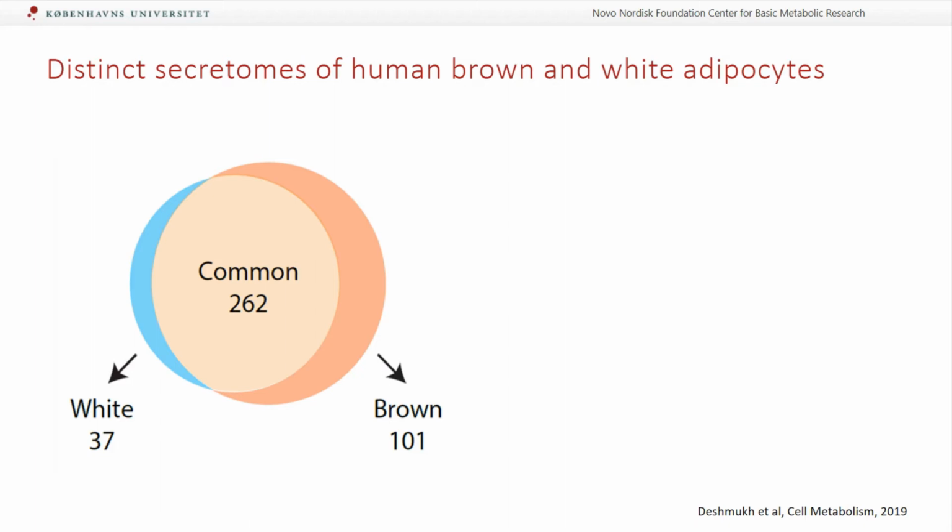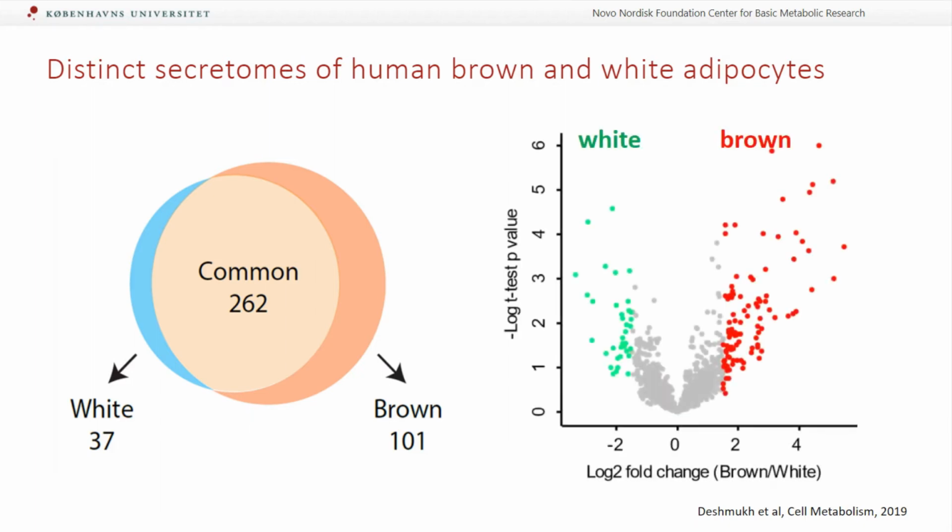We found 262 common proteins. Among these, we had a differential regulation in white and brown fat cells. We found that in the white fat cells, we had more secretion of extracellular matrix proteins, maybe allowing for more plasticity. And in the brown adipocytes, we had more secretion of complement system factors, suggesting that we have a difference in the innate immune system between white and brown fat cells. And this has also been reported from other studies.